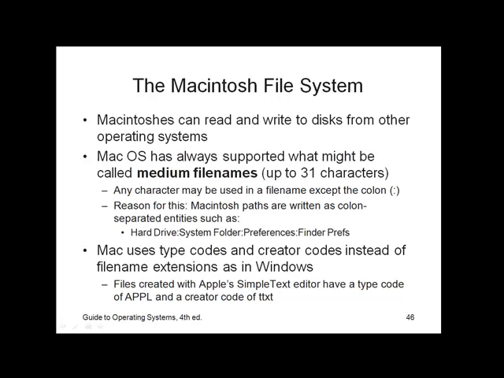Macintoshes can read and write to disks from other operating systems. The Mac operating system has always supported what might be called medium file names, which are up to 31 characters. Short file names are generally 8 characters or less, which was indicative of the first versions of DOS and Windows 3. Any character may be used in a file name except for a colon. That's because Macintosh paths are written as separated entities, such as what you see here on the screen: hard drive : system folder : preferences : finder prefs. That's a file path in Macintosh.